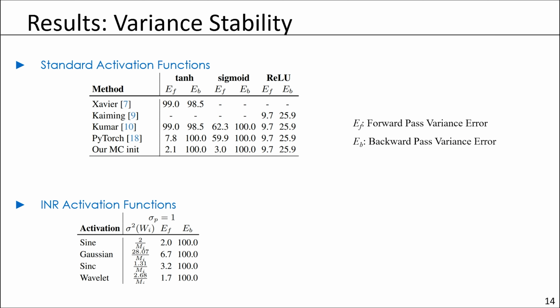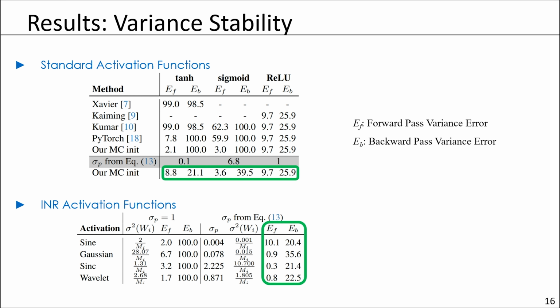We first run experiments to investigate variance stability, which we measure as the percentage of difference between the initial variance and the variance after 100 layers. The difference in the forward pass is EF, and the difference in the backward pass is EB. When using our forward pass initialization with the standard sigma p equal 1, our method is much more stable compared to previous initialization on standard activation functions. We find our method is also stable in the forward pass for INR activation functions. However, it is usually not stable in the backward pass.